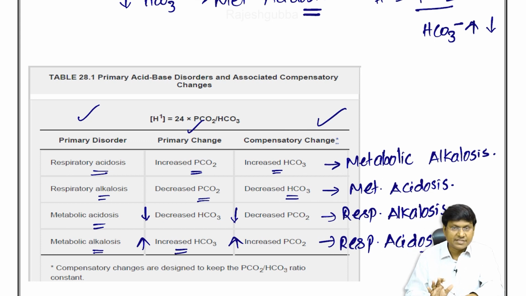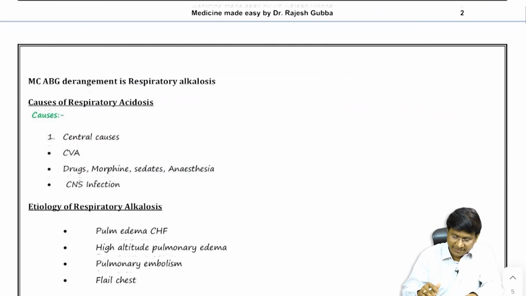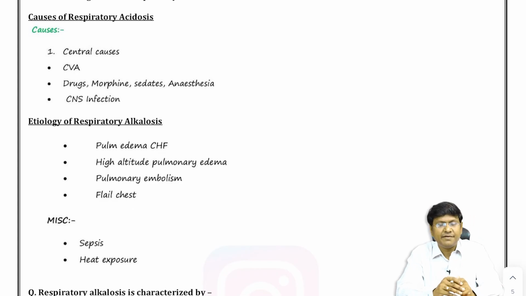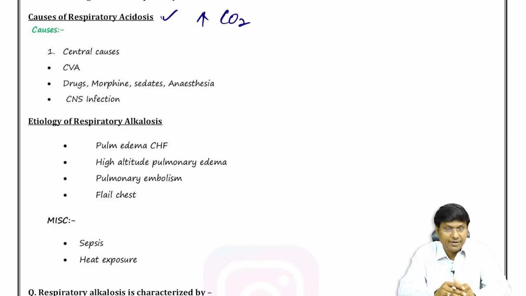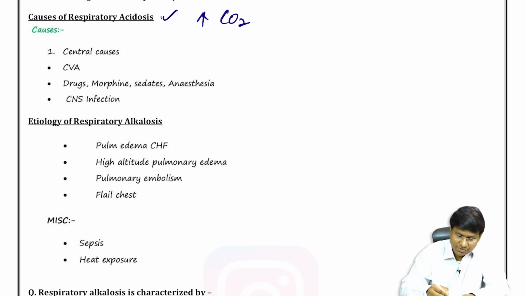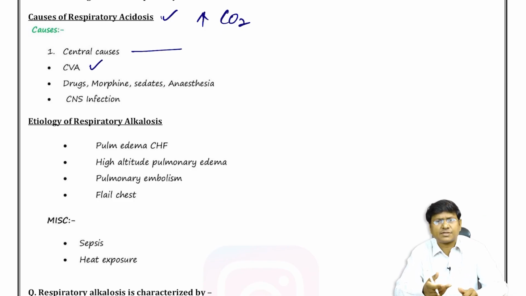Now, after having discussed the primary and the compensatory disorders, let me give you a brief idea of the etiologies that cause respiratory acidosis. Respiratory acidosis means there is an increase in carbon dioxide. So what are the central causes? Like cerebrovascular accident, where there is injury to the brainstem, because in the medulla oblongata and in the pons you have the respiratory centers. In the medulla oblongata, you have the dorsal respiratory group and ventral respiratory group, whereas in the pons, you have the pneumotaxic center and the apneustic center, right?